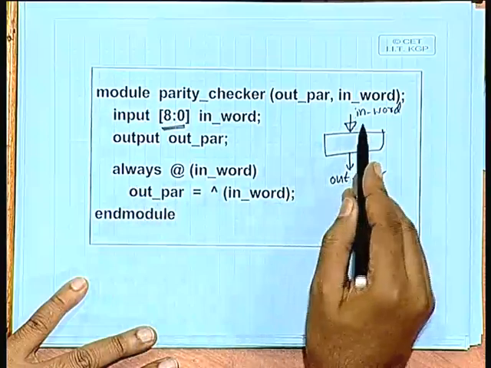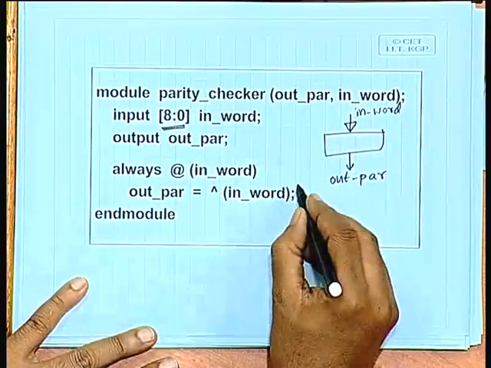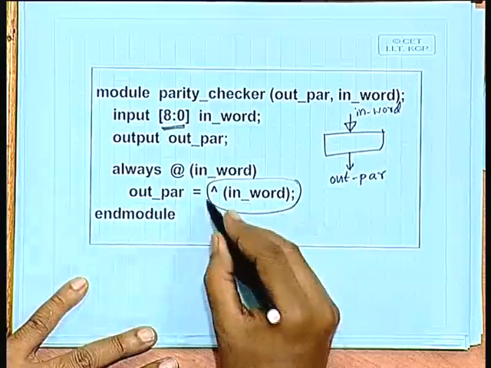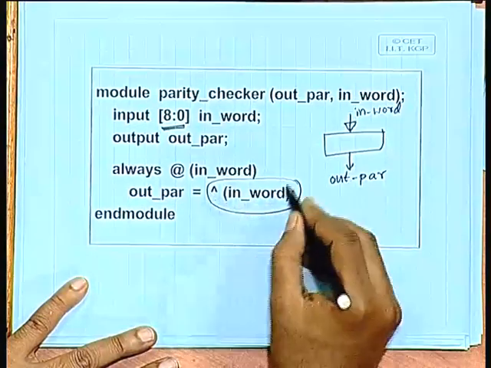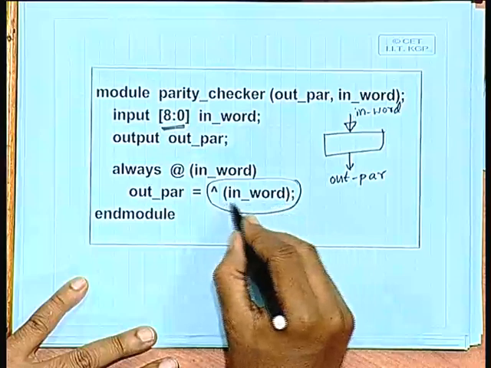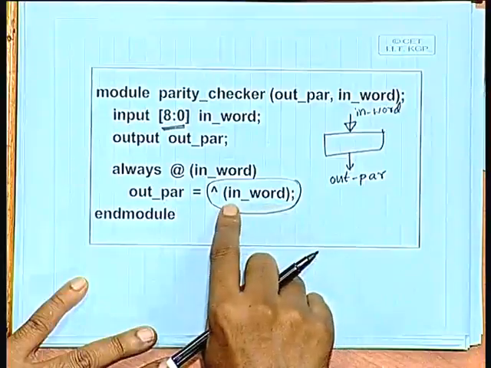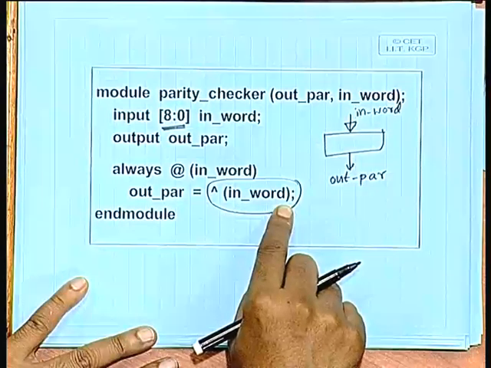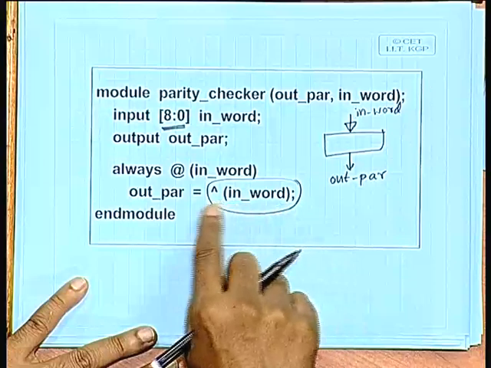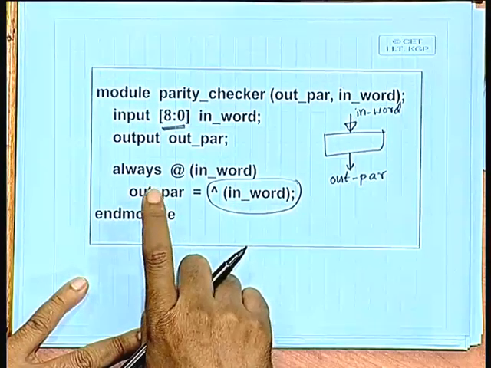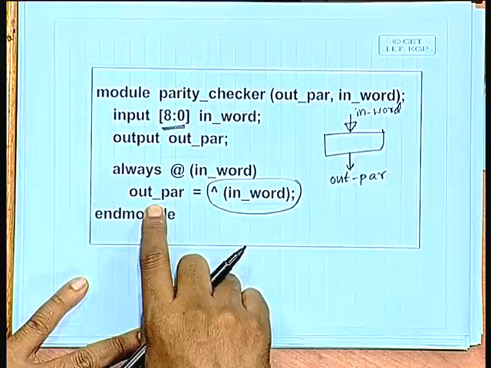And whenever the input changes you are giving a reduction operator. Reduction operator, as I said, is an operator before an operand, which means you take a bit by bit operation of that and generate a single bit out of it. This means it is bit by bit XOR. You take XOR of all the bits, and that will be your parity. Okay. So, you get this.